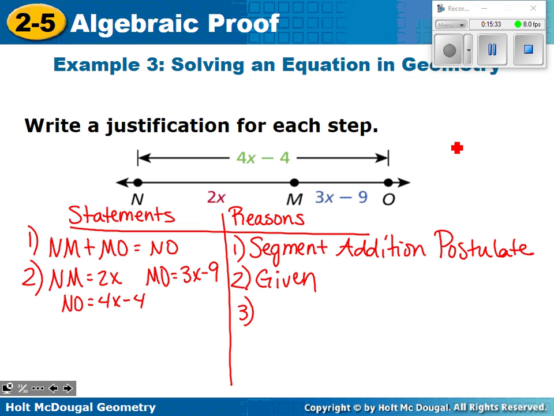What property is that when you plug it in? Say it again. It's not combining like terms. That's when you're just doing something to one side of an equation. We're trying to substitute things in for parts of the equation. Substitution. Anytime you're plugging something in, that is substitution because you're substituting it in. So substitution what? Property of equality.